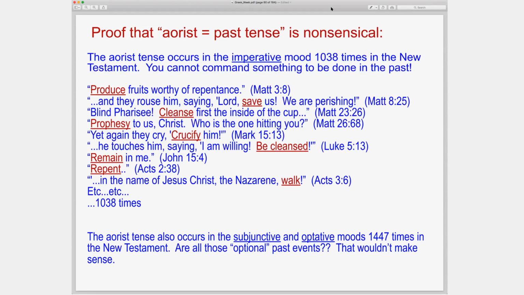I also noted at the bottom that the aorist tense also occurs in the subjunctive and optative moods 1,447 times in the New Testament. But you can't have optional past events.